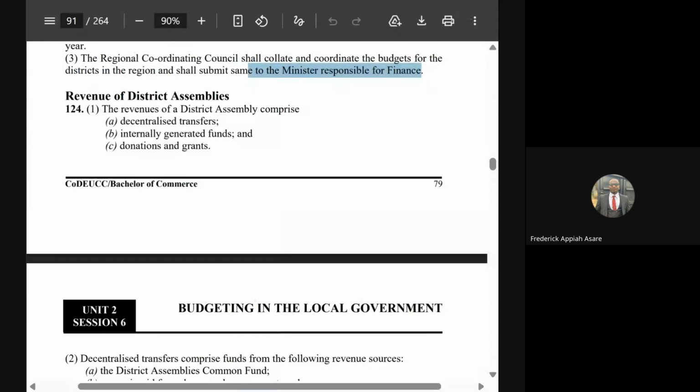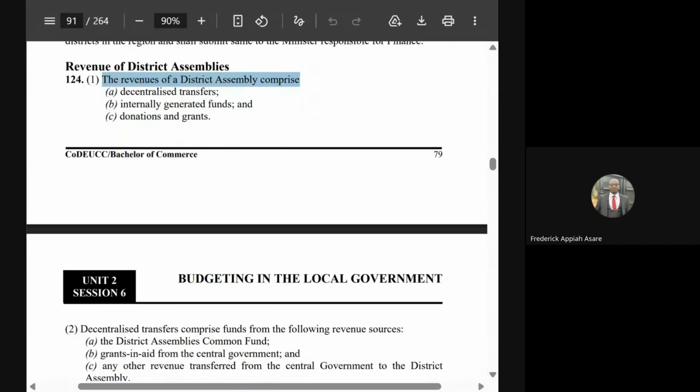Now, when you talk about the revenue of the district assembly, that is the revenue that comes from the district assembly. It's made up of these. So in a district assembly, their source of revenue is only three. They have only three main sources of revenue. We have the decentralized transfers. The decentralized transfers is what I call the subventions.